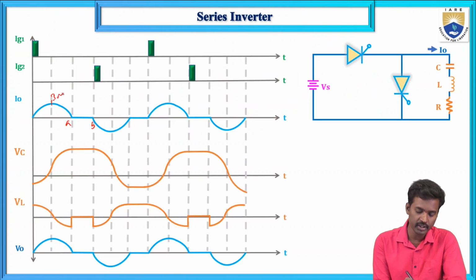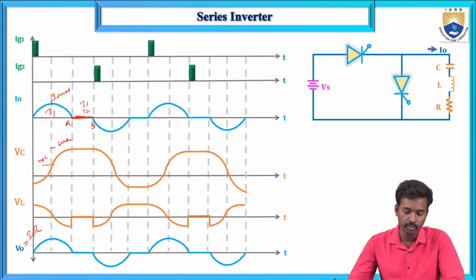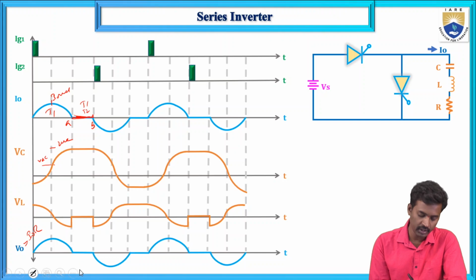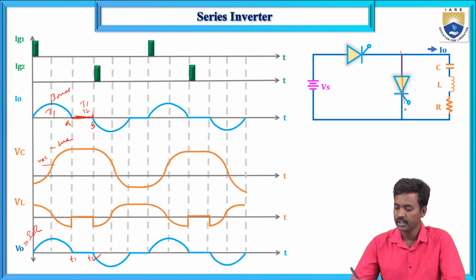Here this is A and this is B. Here is I naught maximum. This is VDC and this is 2 VDC, and V naught equals I naught into R. This is AB. During this period, T1 and T2 are both in the off position. At point B, this is the time T1 and this is the time T2. At point B, the T2 SCR will trigger.